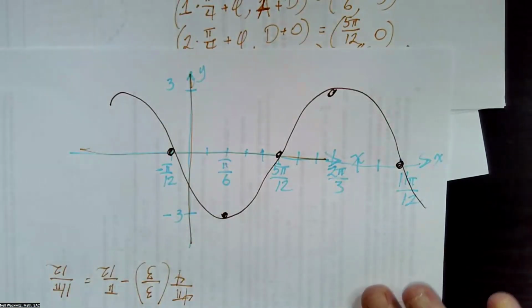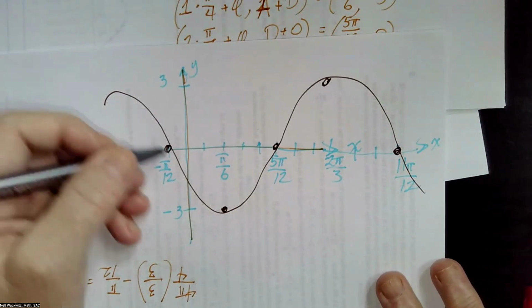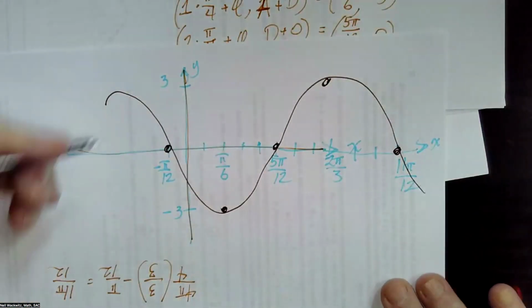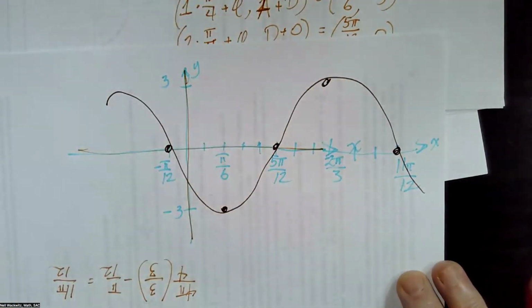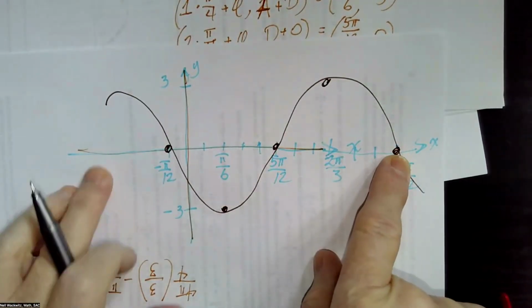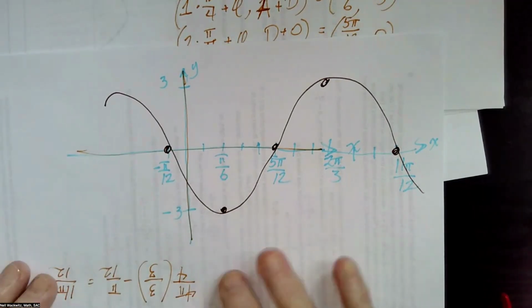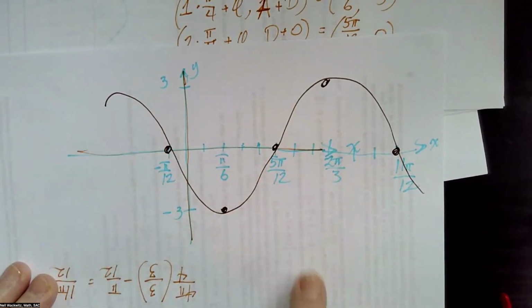And when you're graphing these things, please don't just connect the dots. Make the graph smooth and continue it past the last point and prior to the first point, just so that you remember by doing that the sine goes on and on.